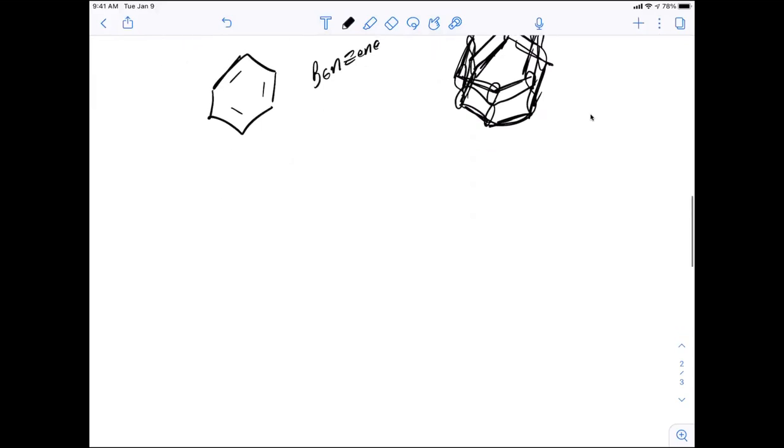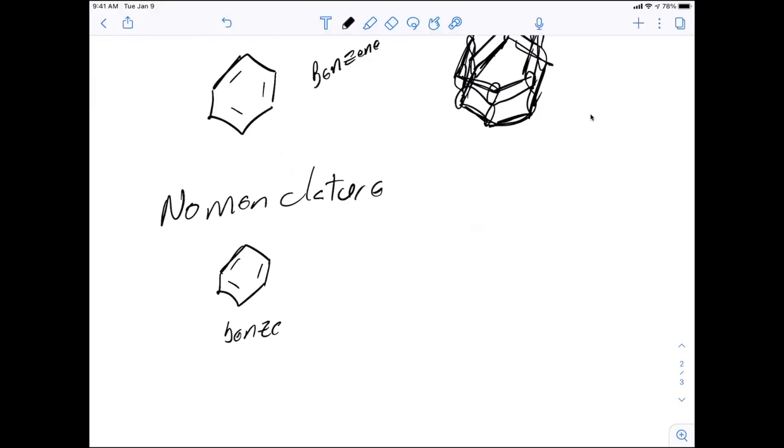Now we're starting in a new class, so let's start with nomenclature. Because we're going to a ring system, we're not going to be using the same parent names. So when we look at benzene, this is our main parent name, benzene. If we put two of these together, we get naphthalene.